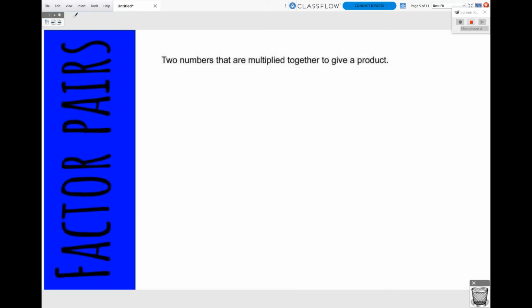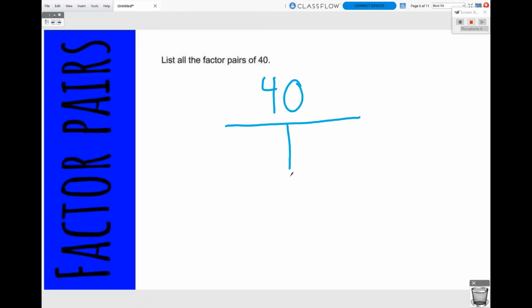So let's take a look at another way that we could do that. So when we're talking about listing all the factor pairs for 40, we're going to use a T-chart this time. And this is another one of my favorite things to do. It keeps our thoughts super organized. So for 40, I'm going to do 1 and 40. So this shows my factor pair right next to each other.